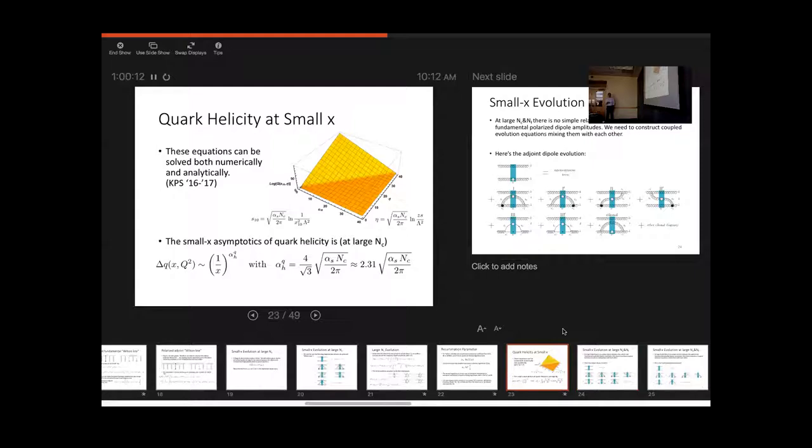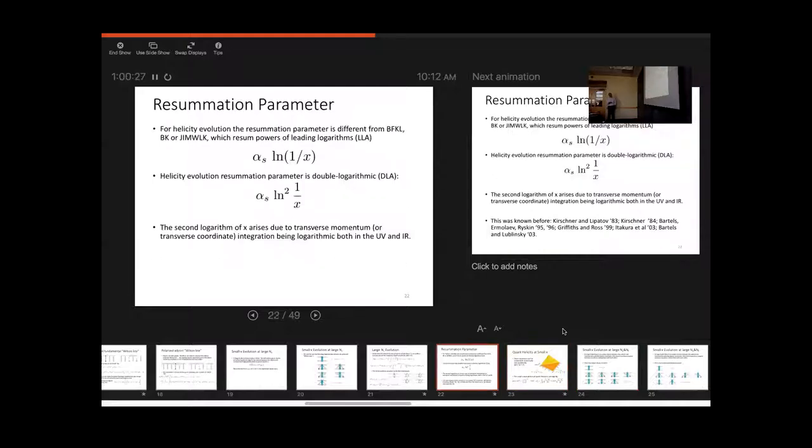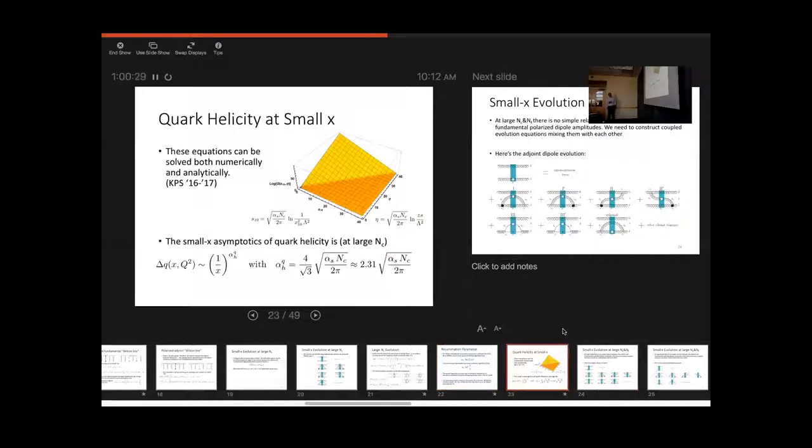I didn't have a slide for that, but you can solve the equations analytically and get this result. This power alpha_h is analytically given here, which agreed with a numerical result where we got this 2.31. Again, because the resummation parameter is alpha_s log squared of 1 over x, this power is proportional to square root of alpha_s.